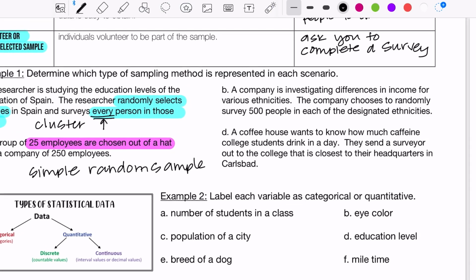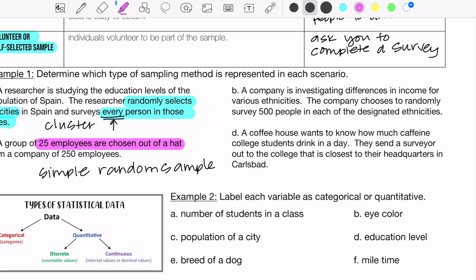Okay, a company is investigating the difference in income for various ethnicities. The company chooses to randomly survey 500 people in each of the designated ethnicities. So they've broken them down into ethnicities, which means they've broken them down into groups. So this is either a stratified or a cluster. And the key to the difference between these two is they are randomly surveying 500 people in each. So this is a some-from-all situation. So this is going to be a stratified.